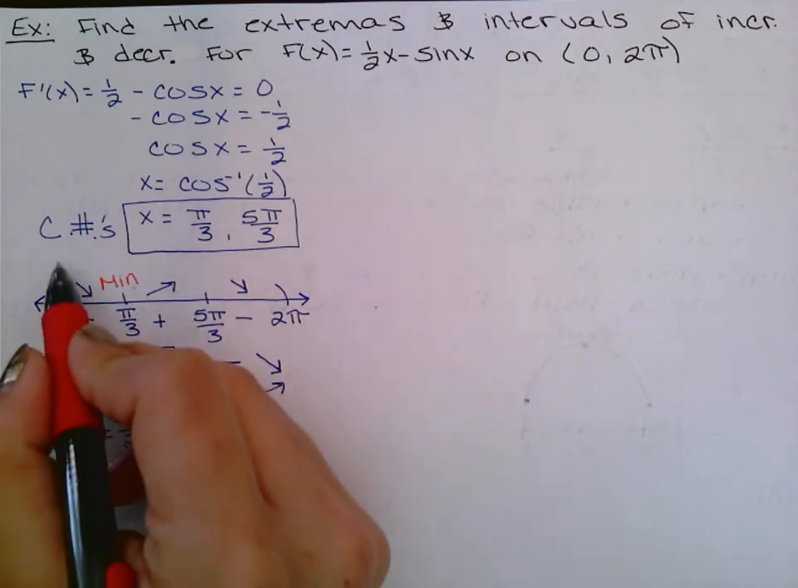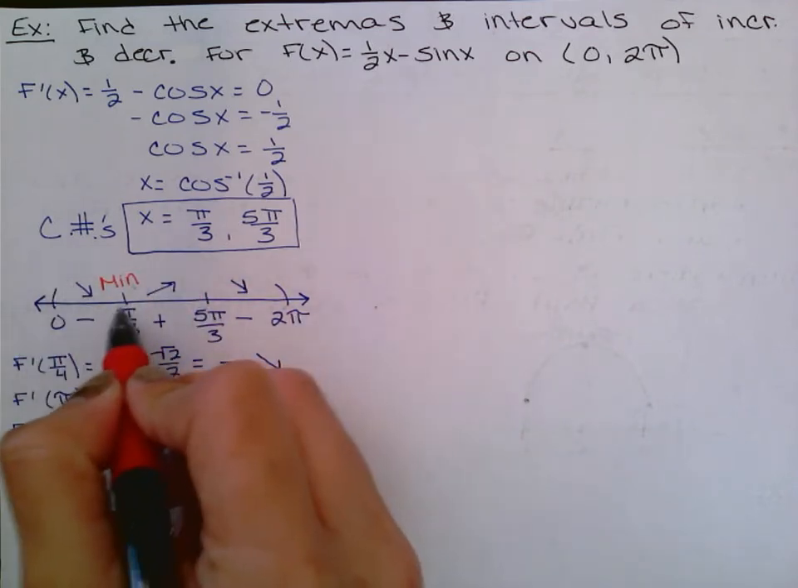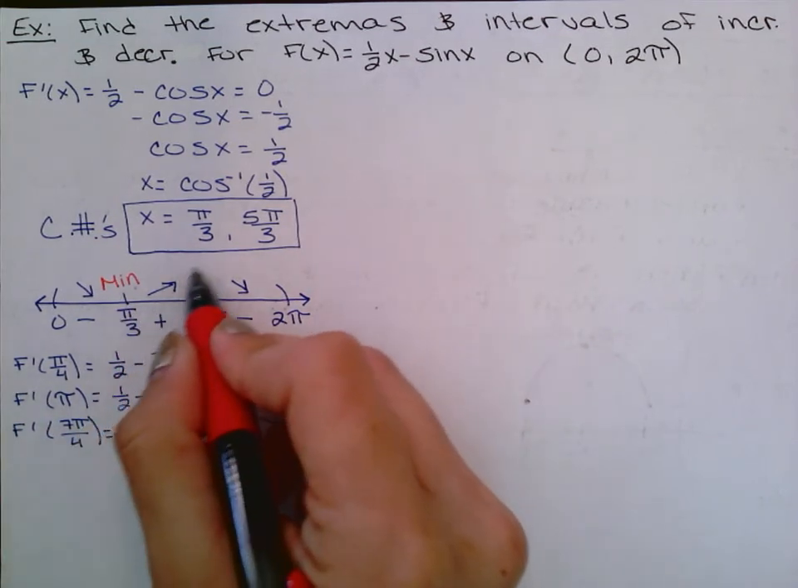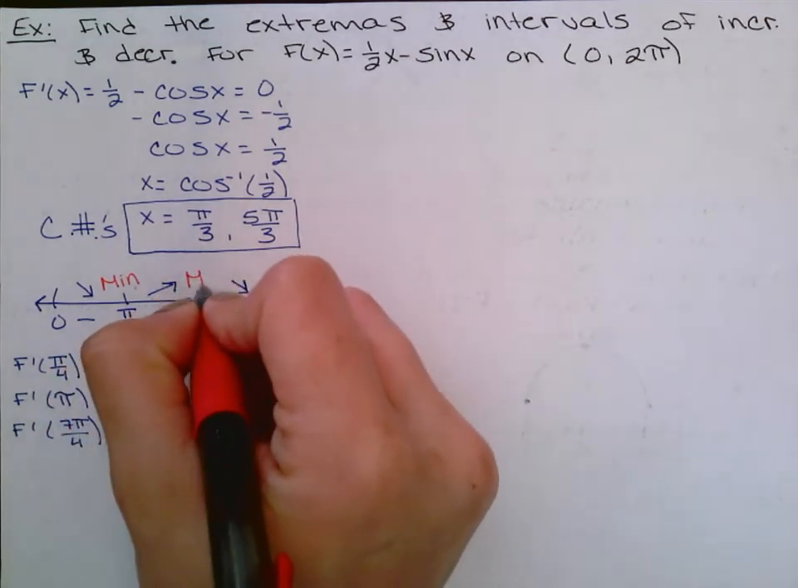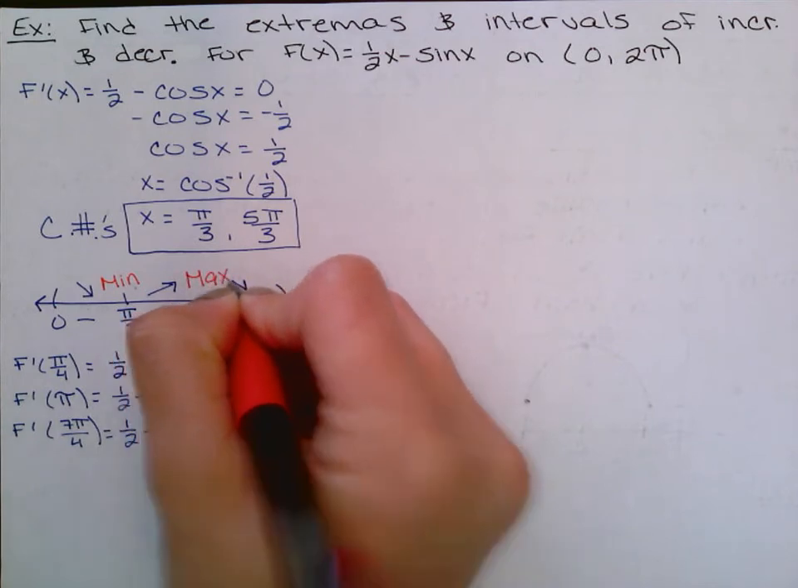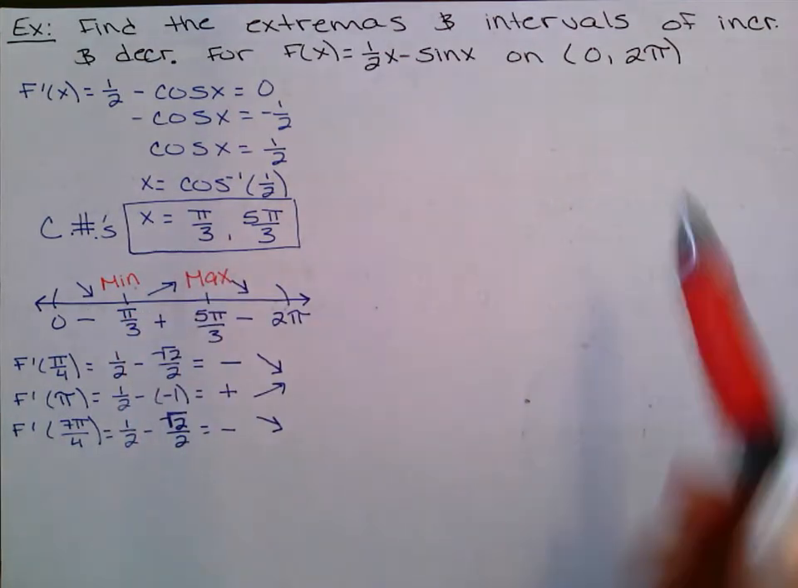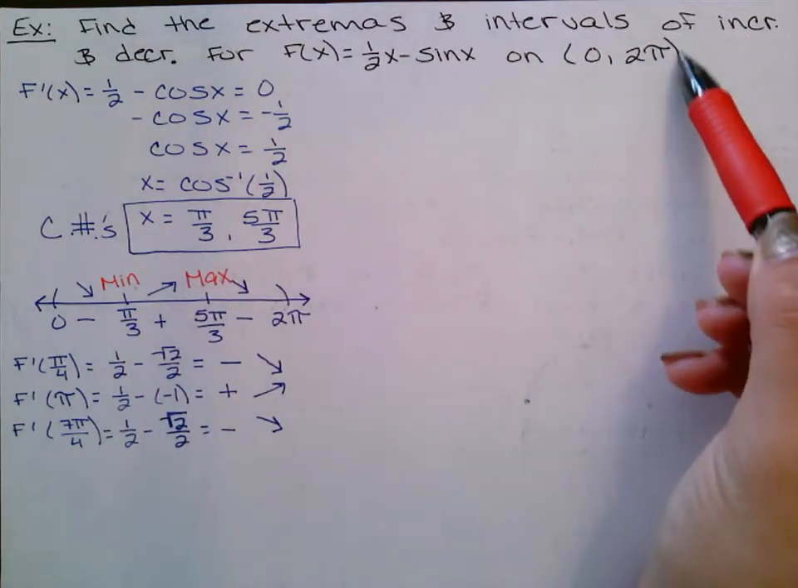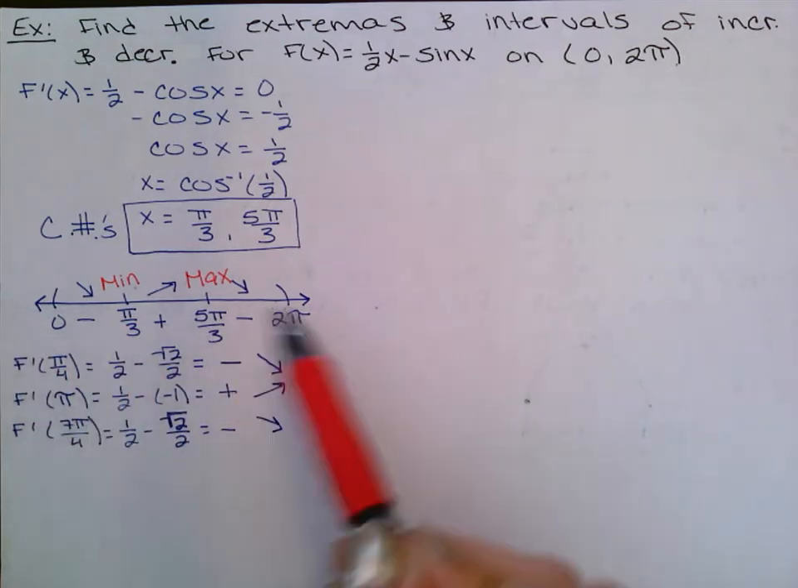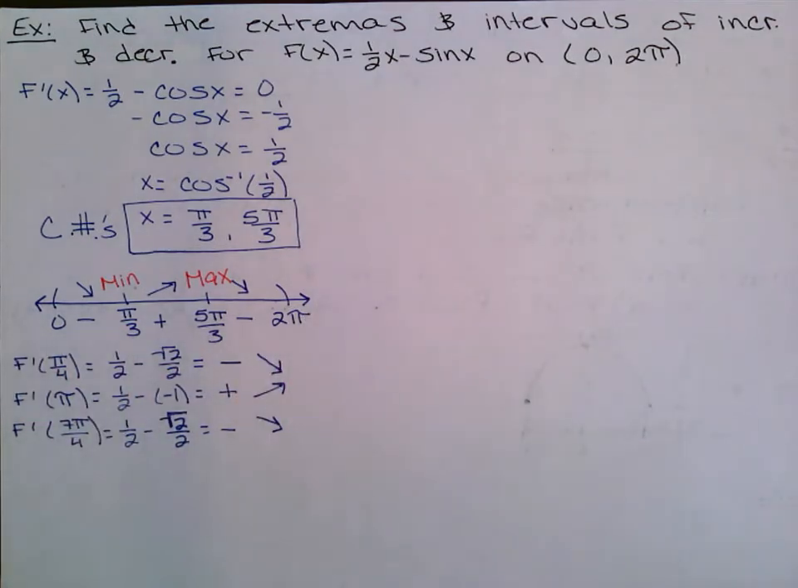Think about if you're on a roller coaster. If you went down then up, you have a valley, okay? And then I go up and then down. So I switch from increasing to decreasing. I have a max. And again, when it is an open interval, I do not include the endpoints, so those do not count as max and mins. Let's start writing our answers.